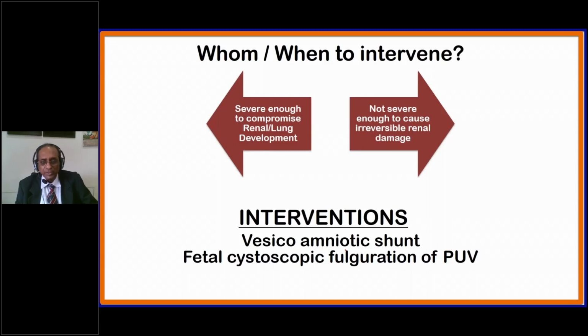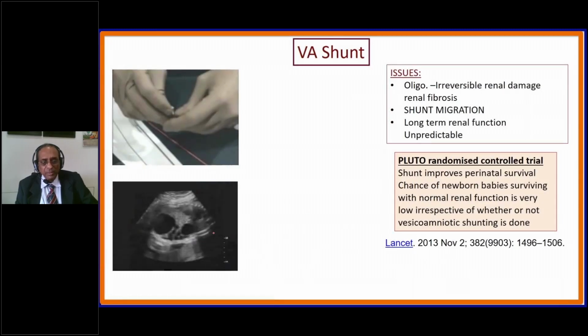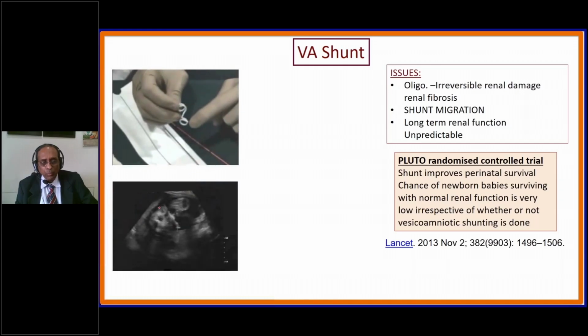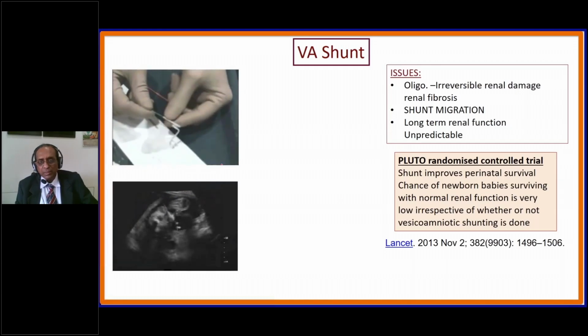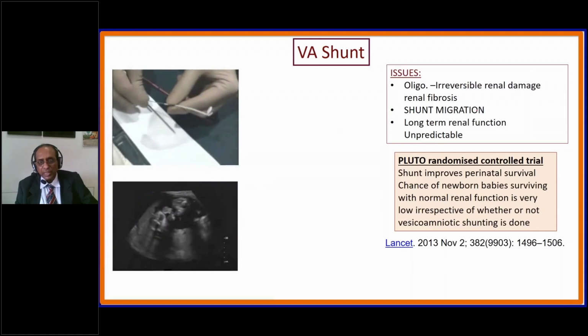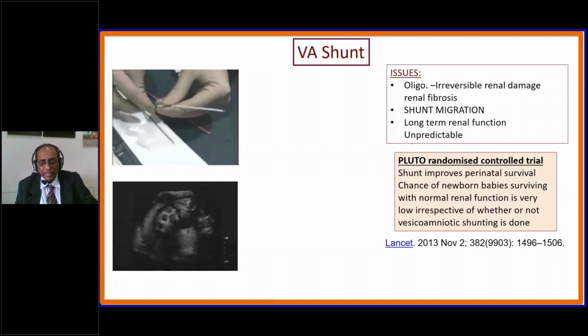One is vesico-amniotic shunt, and the other is fetal cystoscopic fulguration of posterior urethral valves. Vesico-amniotic shunt is a double pigtail shunt which is introduced into the fetal bladder, and one end comes to the amniotic cavity. There are issues with the shunting, such as shunt migration, and of course we know that long-term renal function is unpredictable.